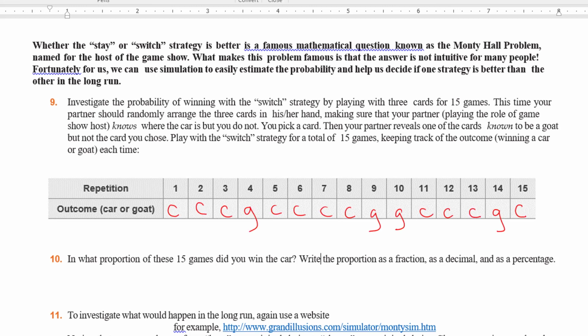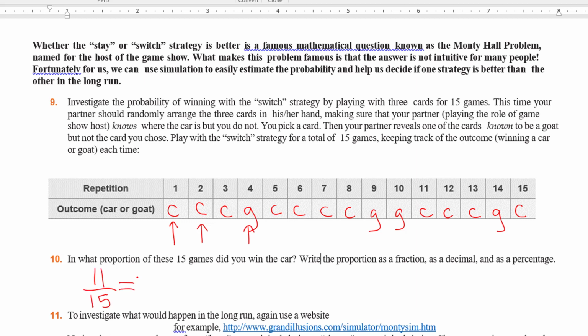All right, here's the results of the Cars and Goats game playing with the switch strategy. A pair of students doing this 15 times in a row. So for example, on the first game that they played, they used the switch strategy and won the car. On the second game they played, they won the car again, and so forth. Looks like on the fourth game, they lost and got a goat. So it asks in problem 10, what proportion of the 15 games did they win the car? So it looks like in this example, they won 11 of the games out of 15 attempts.